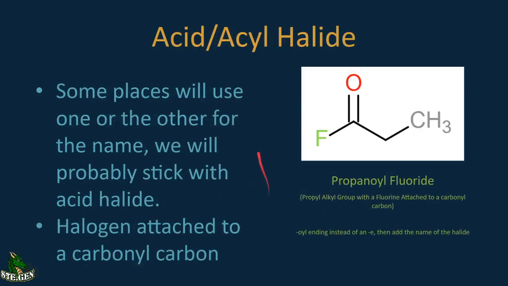Next, we have an acid or an acyl halide. Both of those work. Some places will use one or the other for the names. We're probably going to stick with acid halides. Acid halides are a halogen attached to a carbonyl carbon. So there's a carbon chain on the other side, and then there is a halogen. It could be fluorine, chlorine, bromine, or iodine.